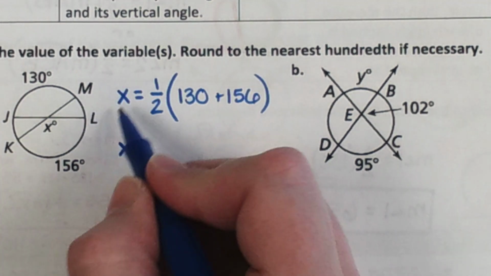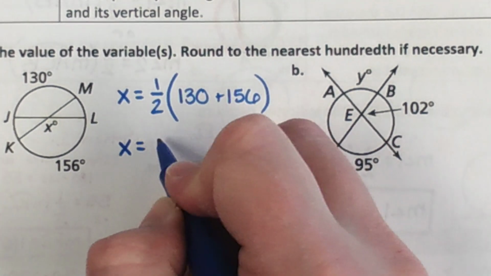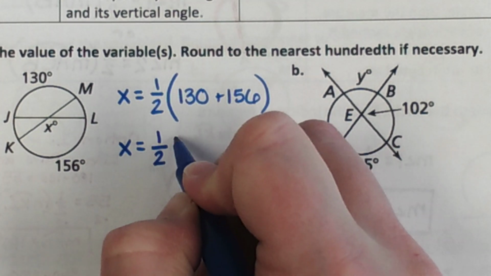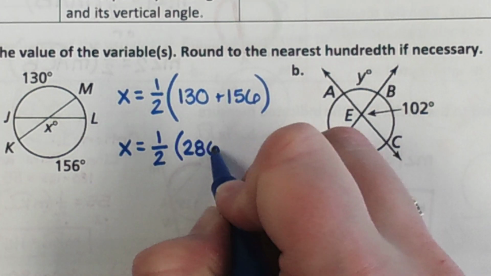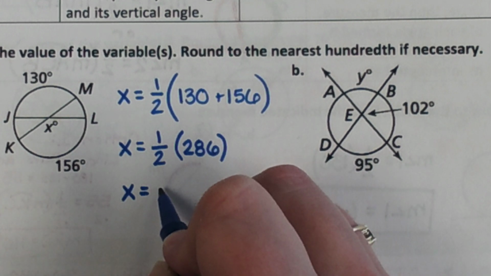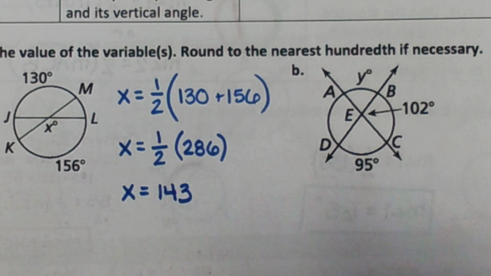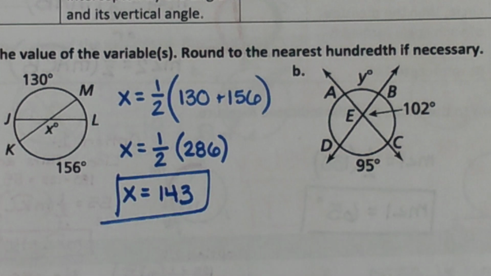Nope, because that's going to get a number in front of x. PEMDAS. Add the parentheses. Those are like terms. Put them together. 286. Then do half of that. Half of 286 is 143. If all the numbers are on the same side, just do PEMDAS.